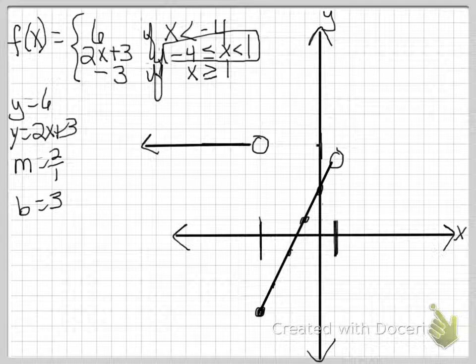The third equation is y equals -3. That is a horizontal line at -3. And the restriction is x is greater than or equal to 1. So I know it's got to go to the right of 1. So when I go to draw my line, I'm going to start at 1. And I'm going to go to the right. And it will be a closed circle at 1.